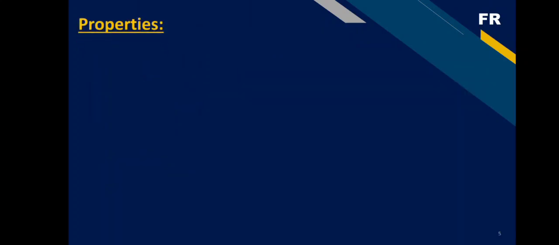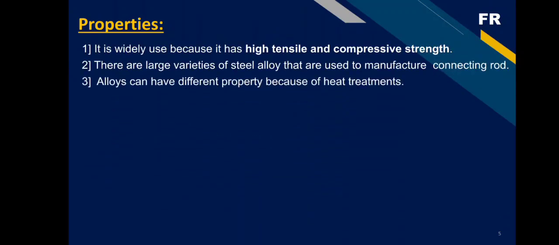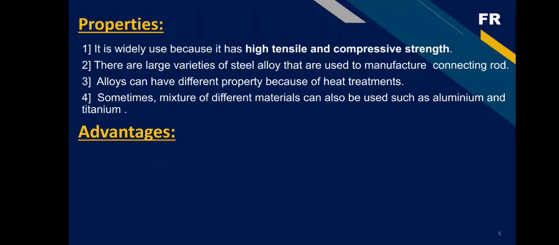There are several properties of connecting rods: high tensile strength, a large variety of steel alloys used in manufacturing, the ability to carry a large amount of load, working at high temperature, and good mechanical properties. These are the advantages of connecting rods.